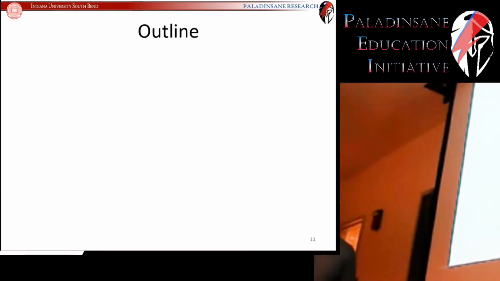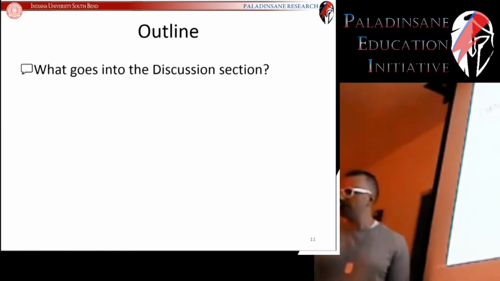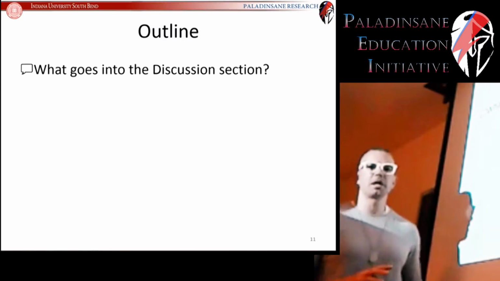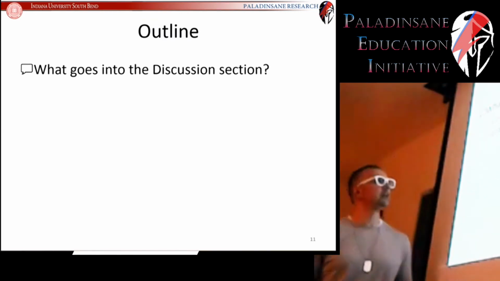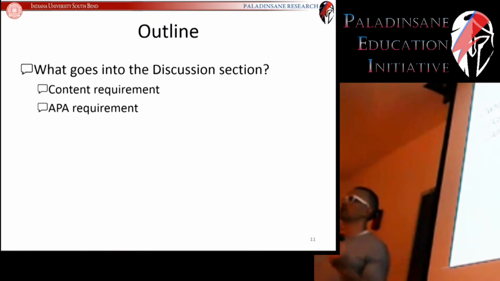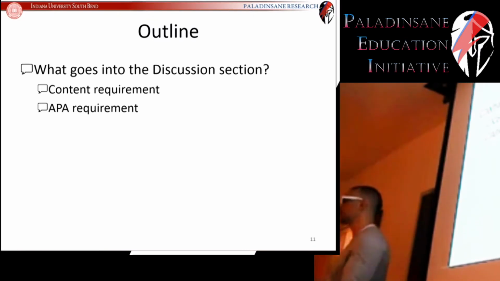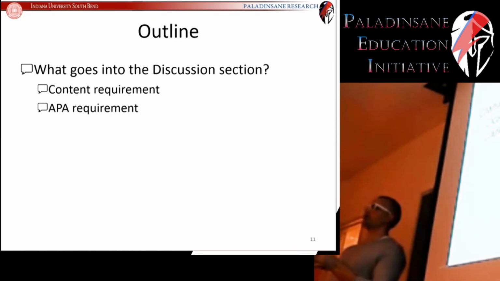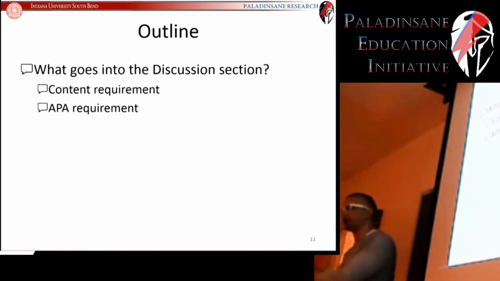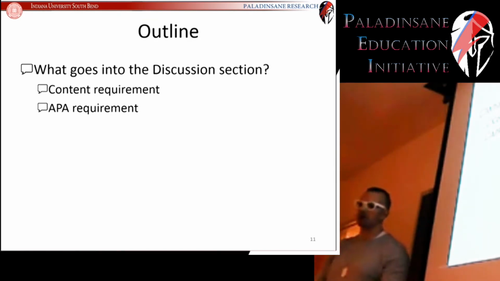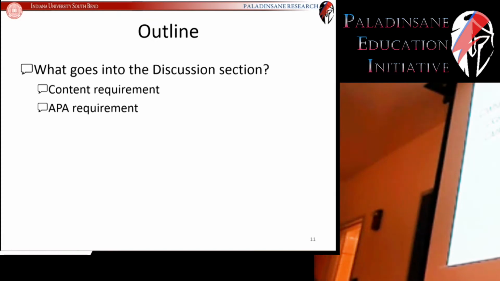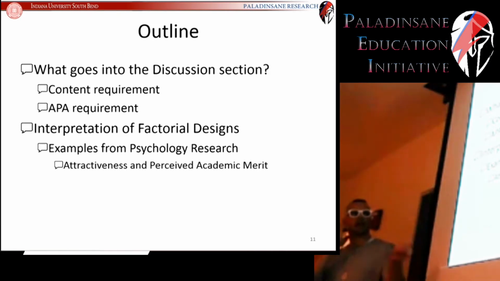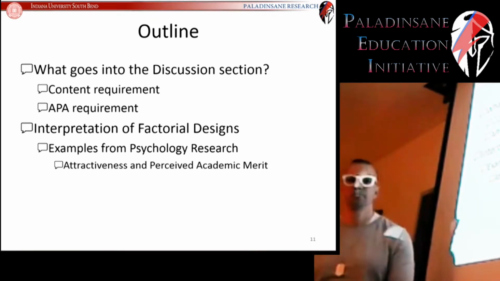All right, so what we're going to do today is introduce our look at the discussion section. We're going to spend a brief little bit of time on this just because it's not due for a little bit. But I do want to put that on your radar so that you have the content requirement, the APA requirement. You can start thinking about how you're going to be writing your discussion section. And then we will go into more details in the class after the exam about exactly what goes in there, how to do some of the logical things in there as well. And then we're going to wrap up our look at the interpretation of factorial designs by taking a look at the attractiveness and perceived academic merit.